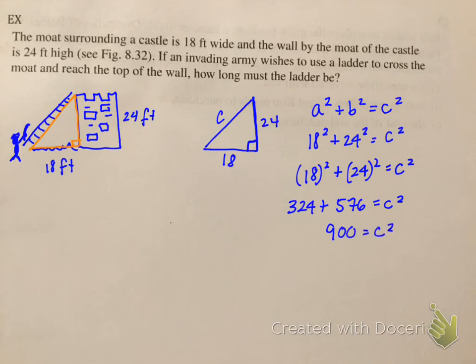Now, to get C by itself, because you want to isolate C, you're going to take the square root of both sides. When I use this, it's called the square root property. I actually get two answers, a plus and a minus, but I'm going to ignore the negative value because I don't need it. We're talking about length, so length is always positive. So if I take the square root of 900, I am going to get 30. And remember, we're talking about feet, so that ladder is really long. It's 30 feet in length. So that's how you would do this problem, and that one's done.